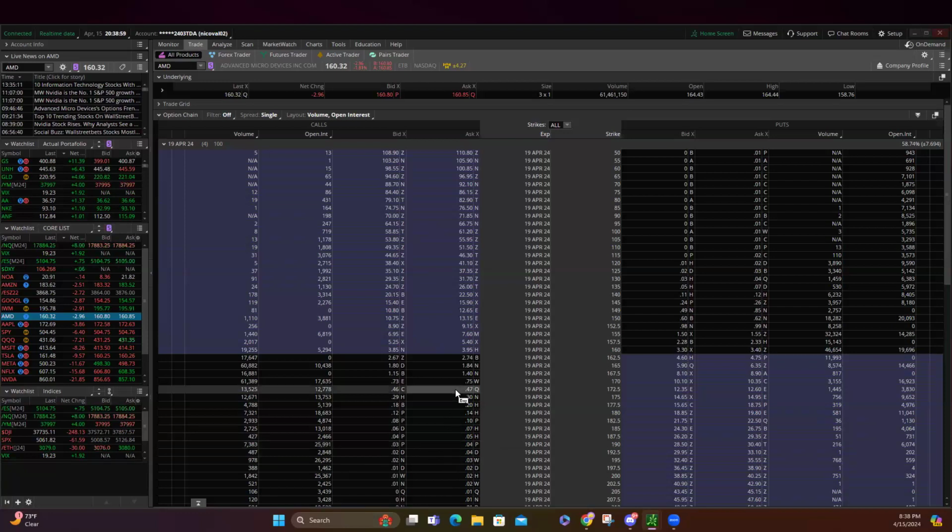And then, not to be too far out of the money, I will probably look for the 170. The 170s will be the ones that I will play based on this price.